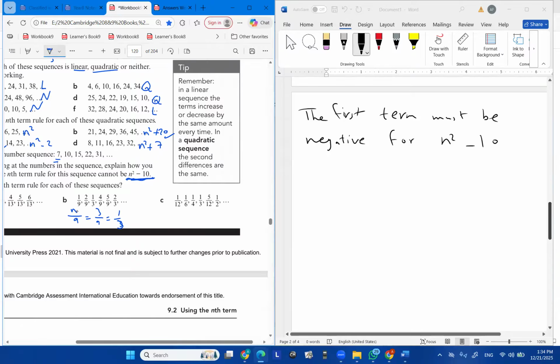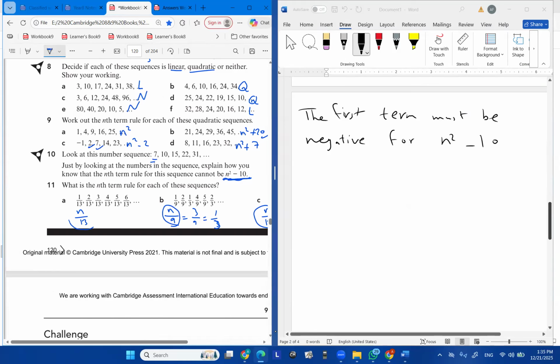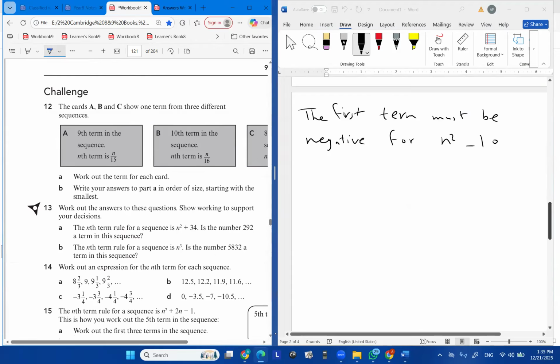C, it's n over 12. Mister, n over 12, its first term is 1 over 12, okay. Its second term is 2 over 12, mister, not 1 over 6. Yes, but in the simplest form, it will be 1 over 6. The third term, mister, is 3 over 12. Yes, in the simplest form, it will be 1 over 4. So the nth term is n over 12. This is n over 9, and this is n over 13.